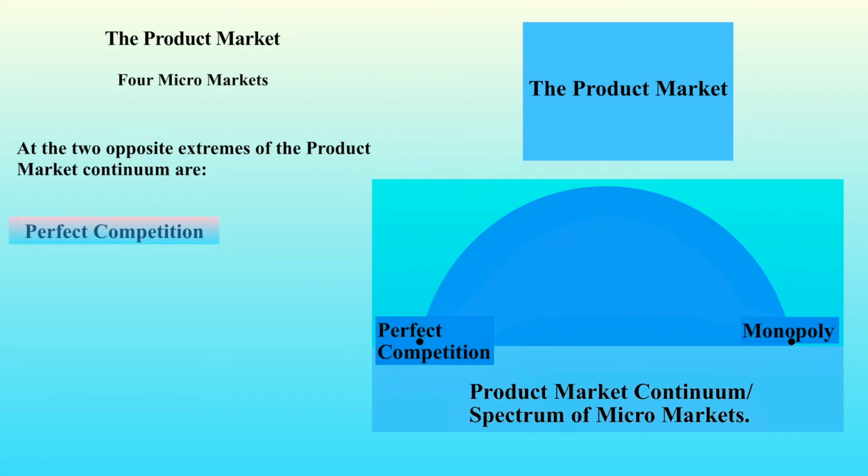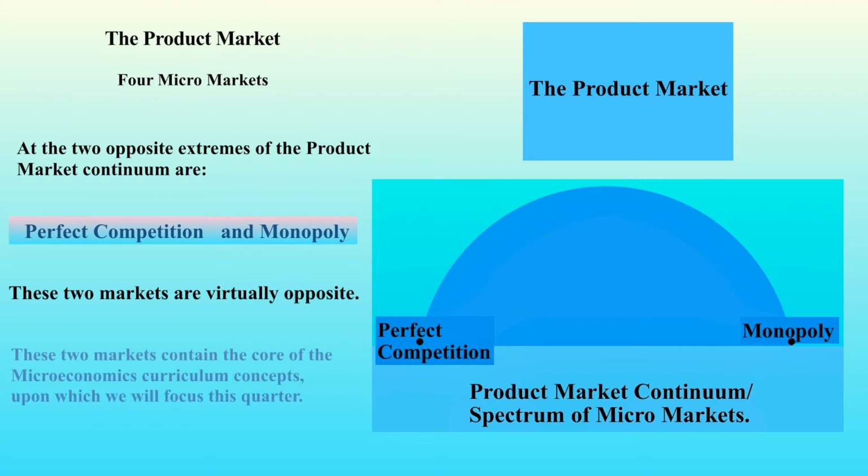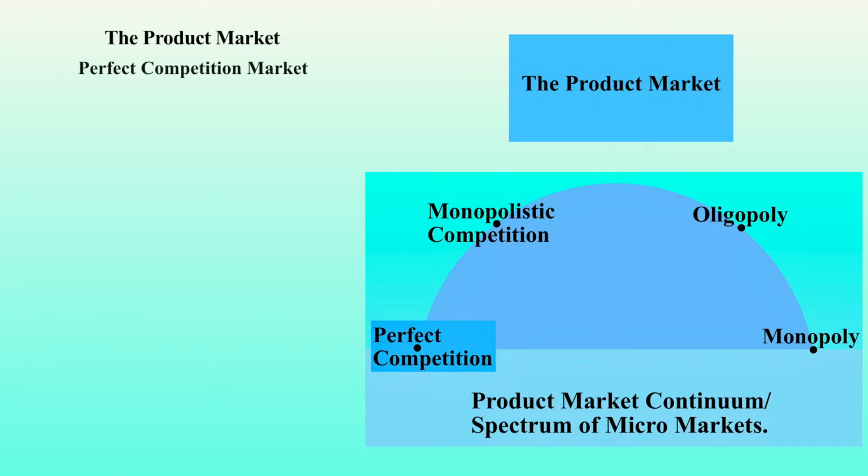At the 2 opposite extremes of the product market continuum are perfect competition on the left and monopoly on the right. These 2 markets are virtually opposite. These 2 markets contain the core of the microeconomics curriculum concepts upon which we will focus this quarter. So let's move on to more detail about perfect competition.